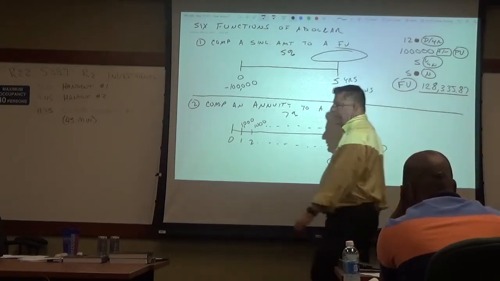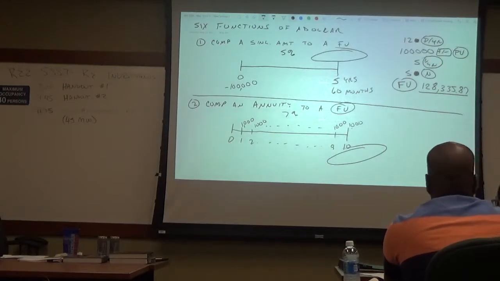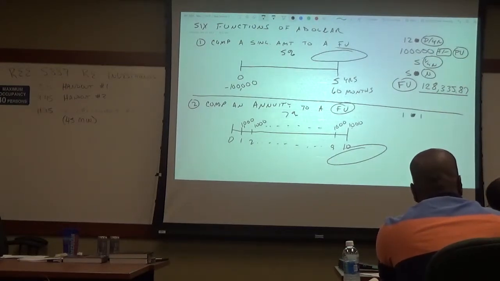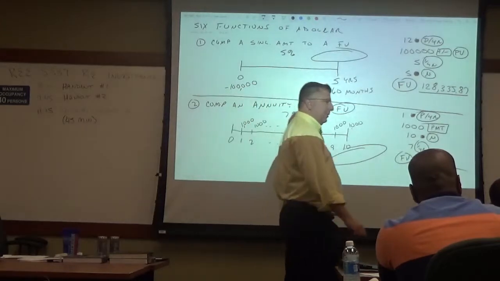All right. Well, how do we set it up on the calculator? Okay. Since this is annual, it's going to be one payment per year. Then we're going to have 1,000 as our payment amount, 10 years as our term, 7% as our interest rate, and then solve for future value. Okay? Everybody set it up that way.